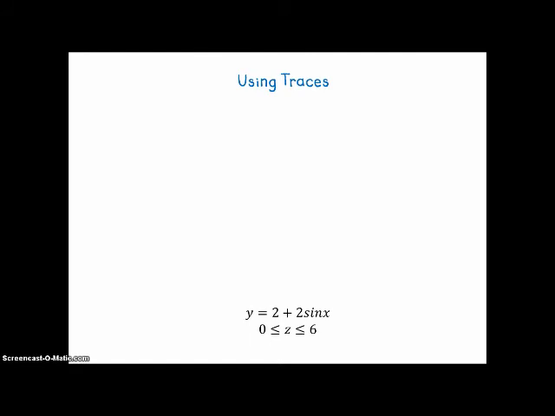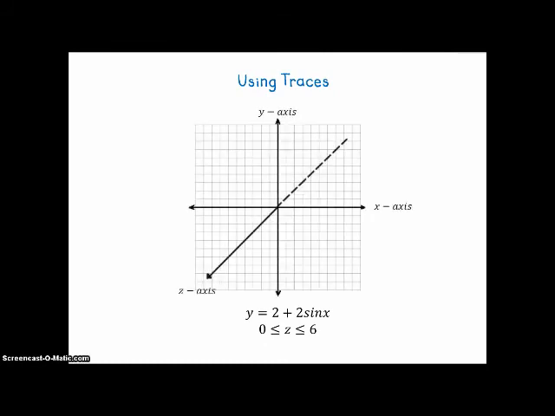All right, now what about this one? Since we want to graph y equals 2 plus 2 sine x, this means that z could be any value. So what I want to do is make my x and y axes straight on, and this time I'm going to have the z-axis poking out. That way I can draw y equals 2 plus 2 sine x flat on a grid like I'm used to. And that's what it looks like.